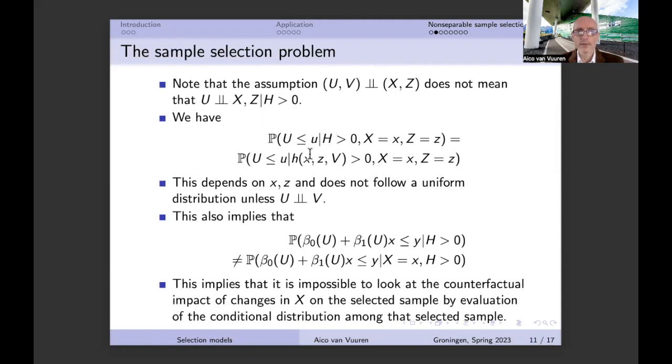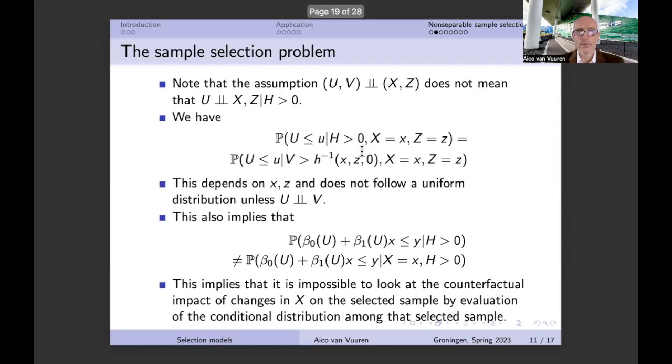Now we can use the fact that we have assumed that h is strictly increasing in its last argument, this v, which means that we can take inverses from the left and the right hand side. So then we get here simply v, and on the right hand side we get the inverse function of h with respect to x, z, and this 0 that we have over here. So we can also write it now like this.